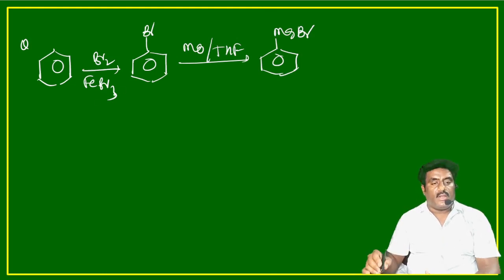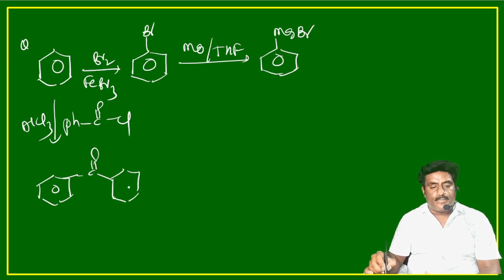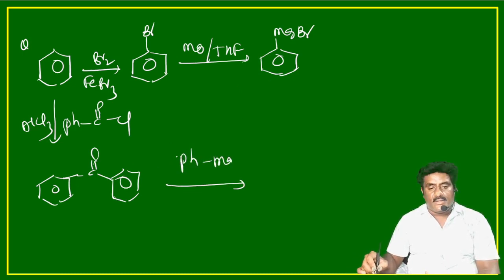And this benzene is treated with acyl chloride in the presence of anhydrous AlCl3. It gives what? This is the product. When it is treated with phenyl magnesium bromide in the presence of H2O, what is the product? Very simple.